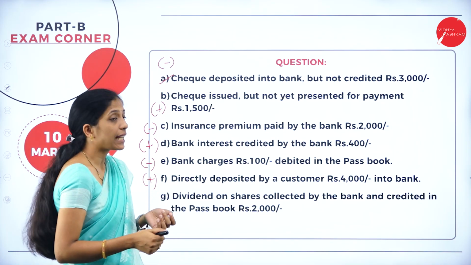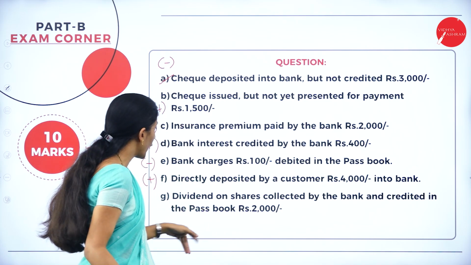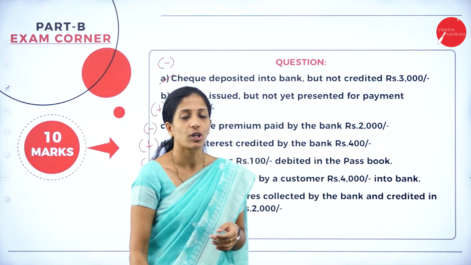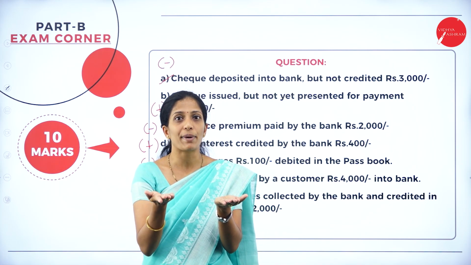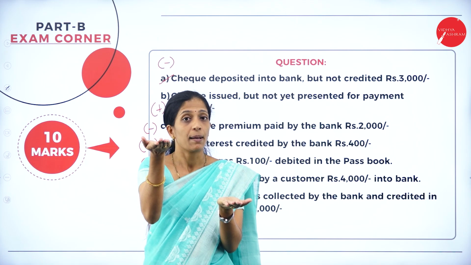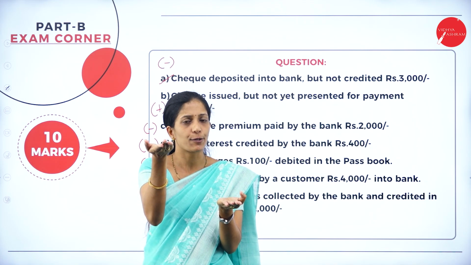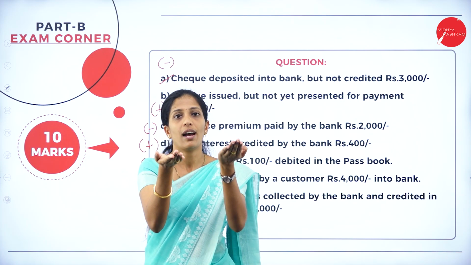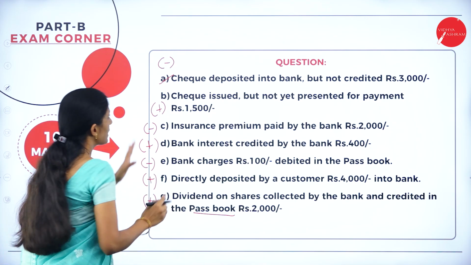Dividend on shares collected by the bank and credited where? In the passbook. Credited means what? Increase in passbook. So, dividend on shares collected by the bank and credited in passbook. So, my passbook increases. My base is what? Cash book. Cash book is showing less balance. I have to adjust cash book to passbook. What I have to do? Add. So, only this much.